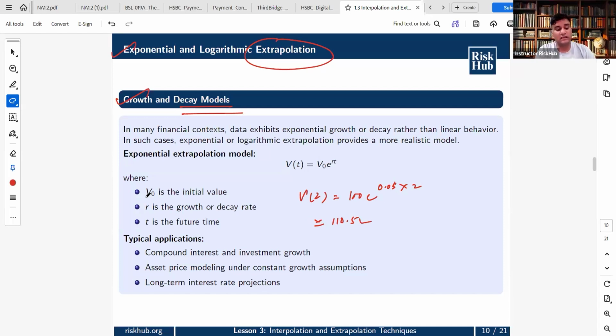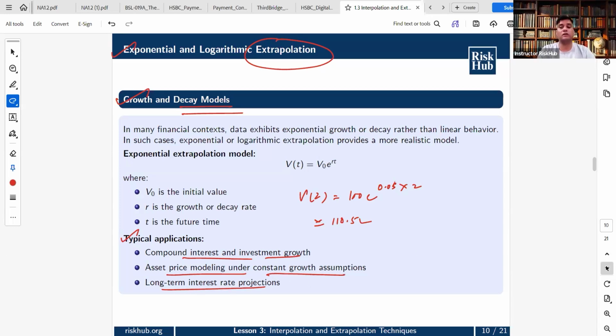An important distinction is that a linear model adds the same amount each period, suitable for simple trends, but it can become unrealistic for finance. An exponential model grows by the same percentage, suitable for compounding, and is often more natural for asset growth. But even exponential extrapolation can be dangerous if r is assumed constant for too long. What are the typical applications we have? Bond interest and investment growth, asset price modeling, the constant growth assumption, and long-term interest rate prediction.